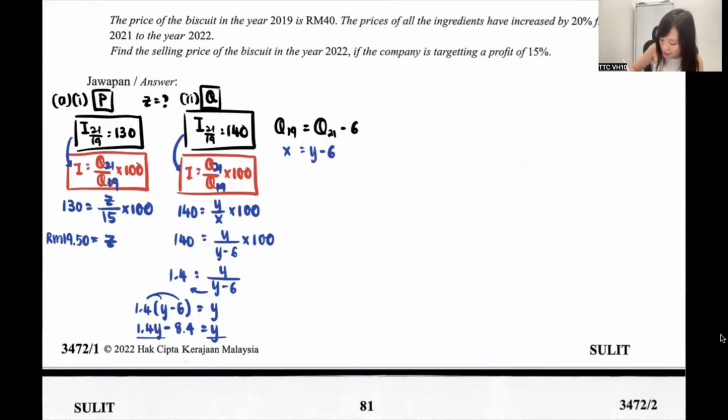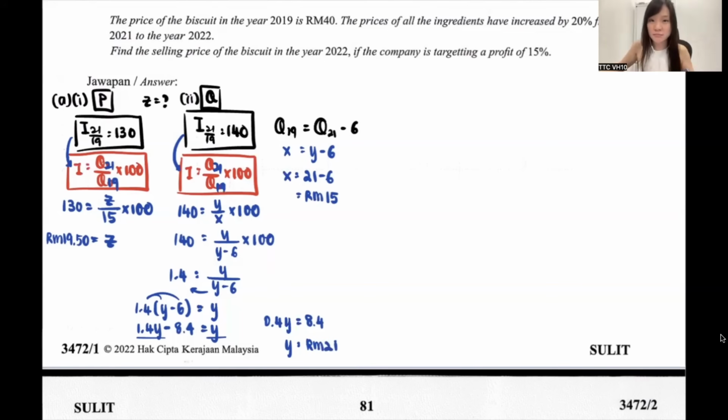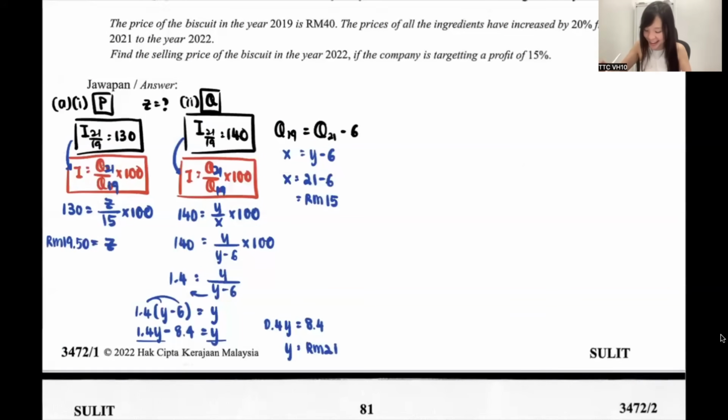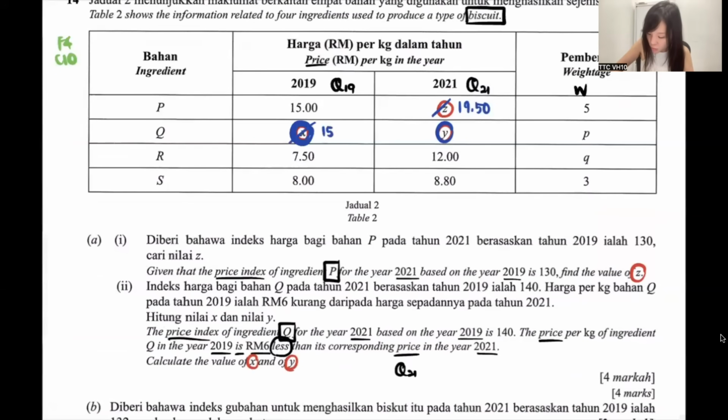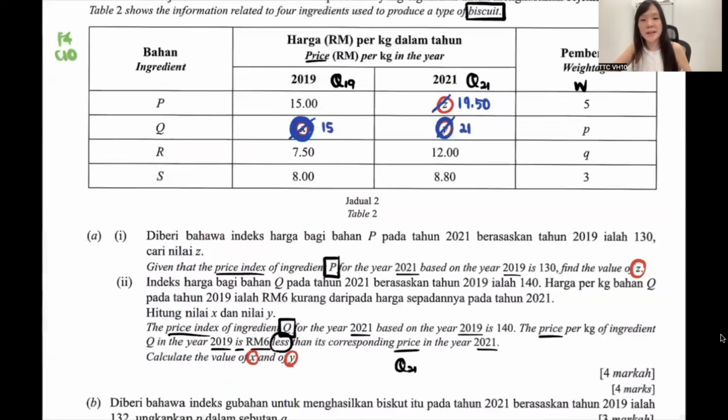1.4Y minus 1Y, isn't it? 0.4Y equals to negative 8.4. Move it over, positive 8.4. 8.4 divided by 0.4, I'm getting, oh, my Y is 21. So if my Y is 21, my X is 21 minus 6, isn't it RM15? I almost forgot to write RM. 21 ringgit, 15 ringgit, that I update, okay. Sorry, must write X here. Okay, X is 15 ringgit, Y is 21 ringgit. Okay, my dear, like that.